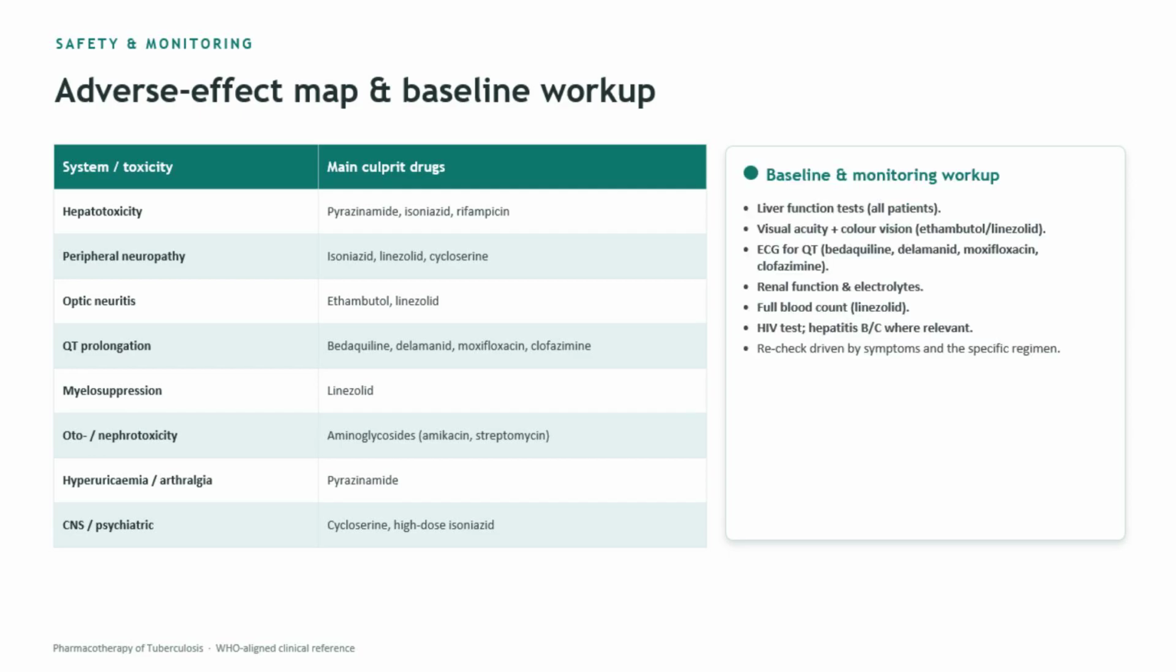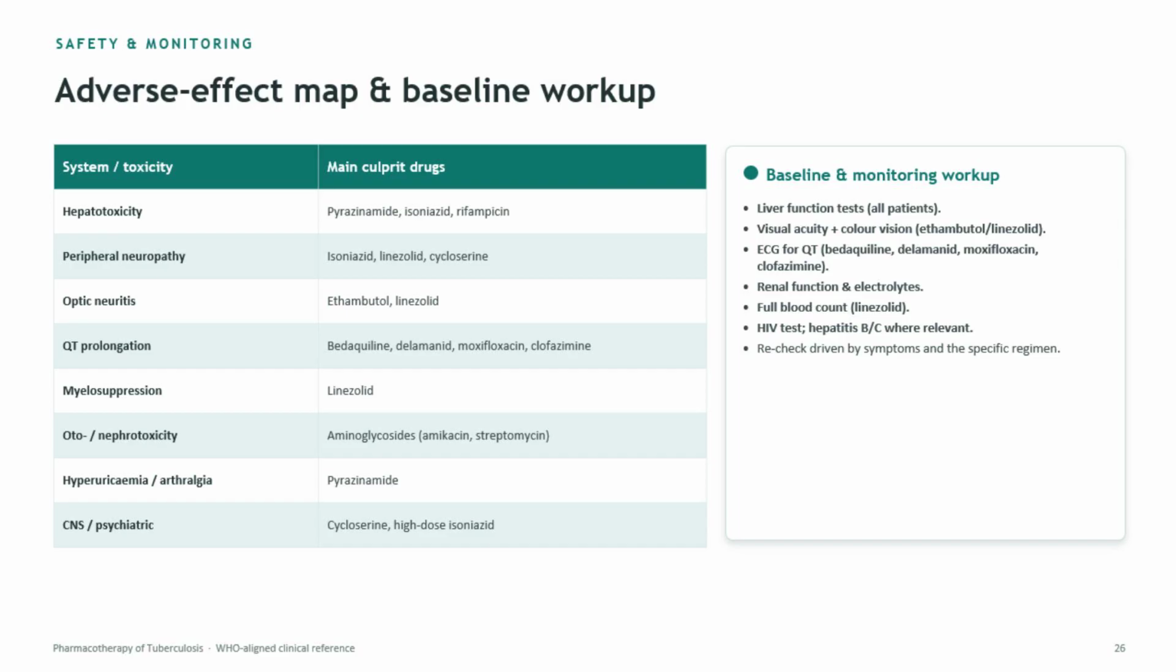Let's put all the toxicities on one map. This is your safety dashboard. Hepatotoxicity: pyrazinamide, isoniazid, rifampicin. Peripheral neuropathy: isoniazid, linezolid, cycloserine. Optic neuritis: ethambutol and linezolid. QT prolongation: bedaquiline, delamanid, moxifloxacin, clofazimine. Myelosuppression: linezolid. Ototoxicity and nephrotoxicity: the aminoglycosides.